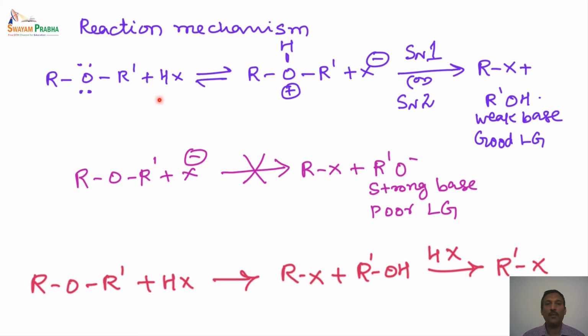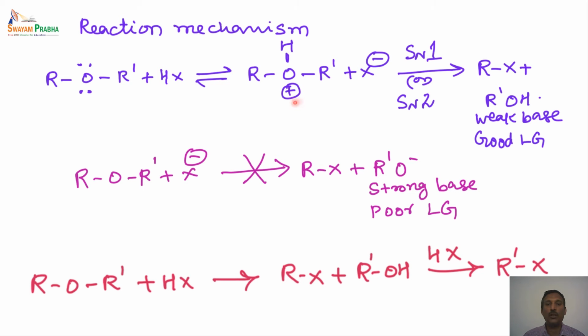So what will be the other mechanism? Instead of X minus, it is going to be the attack of the H plus, an electrophilic attack. Electrophilic attack is the first step in this particular case. So the H plus attacks the electron rich oxygen, because it has two lone pairs. So this H plus can easily be attacked by the lone pair of electrons on the oxygen.